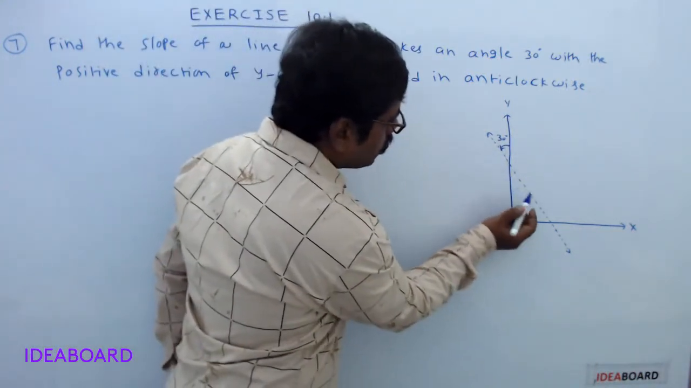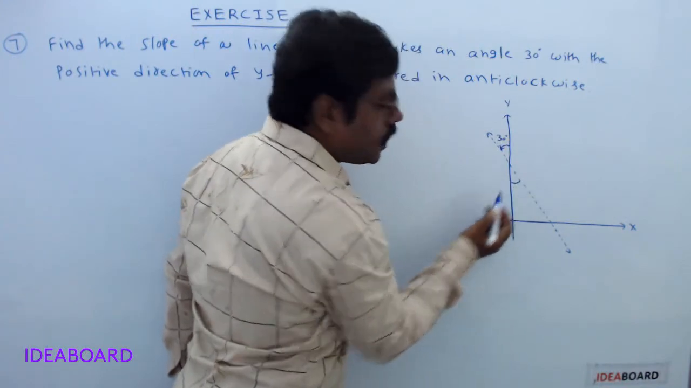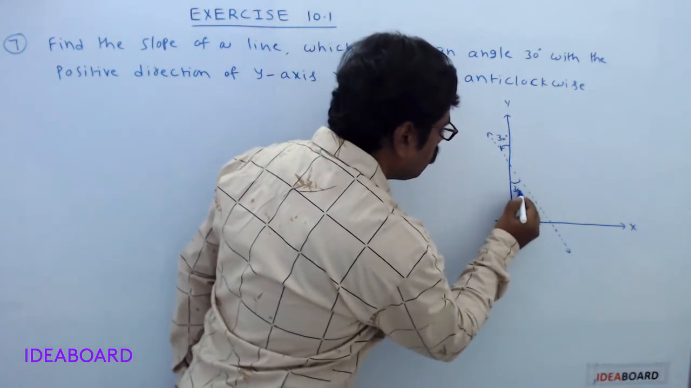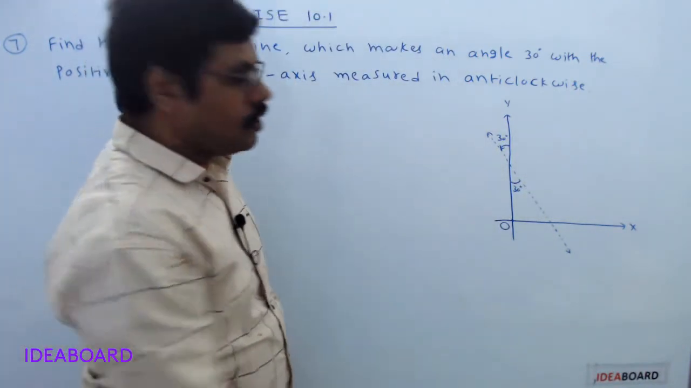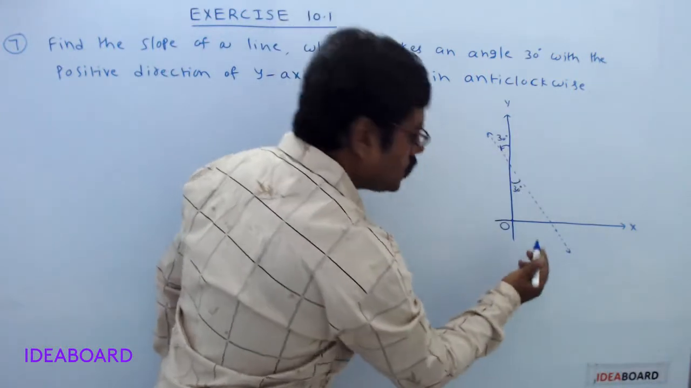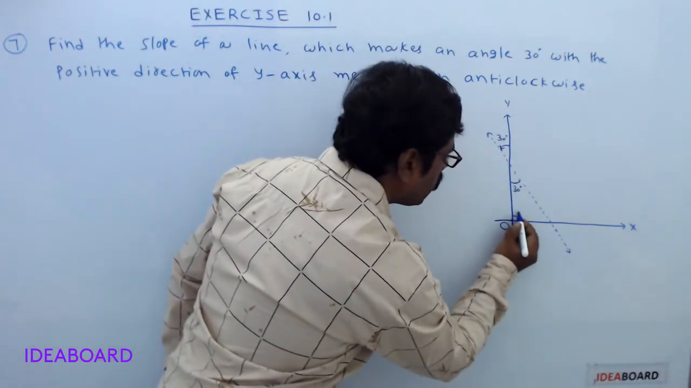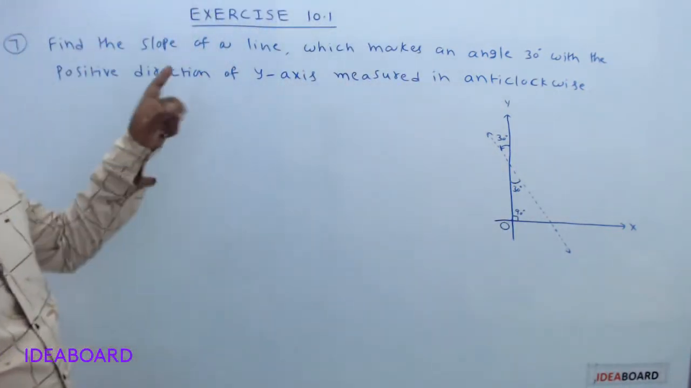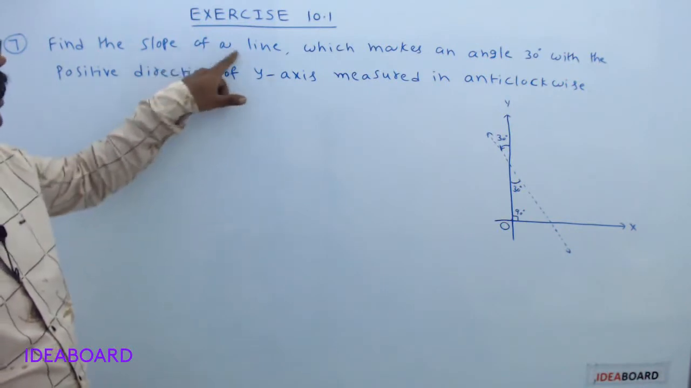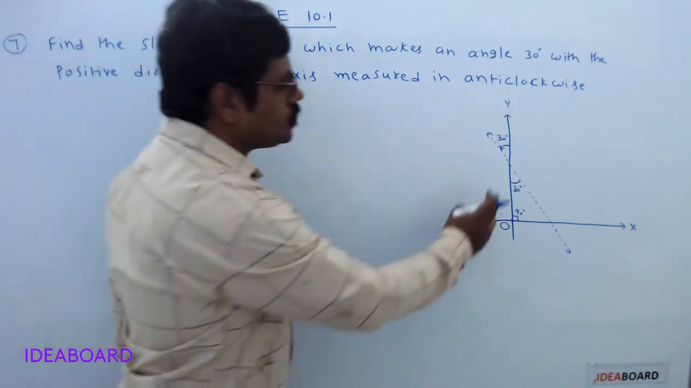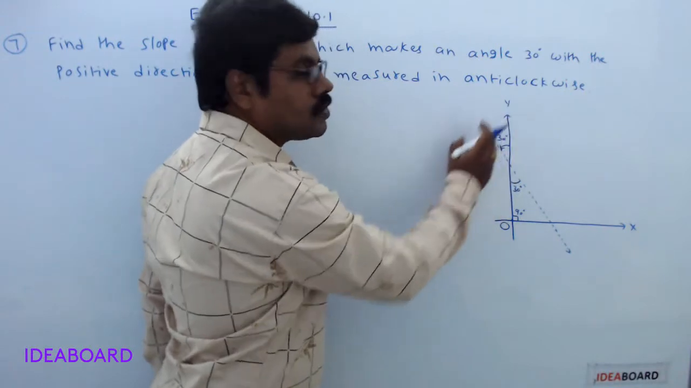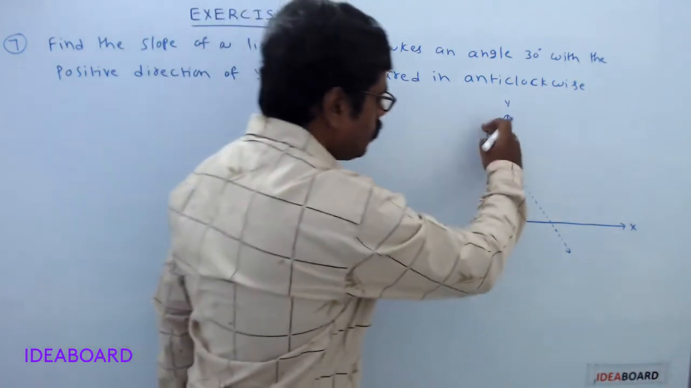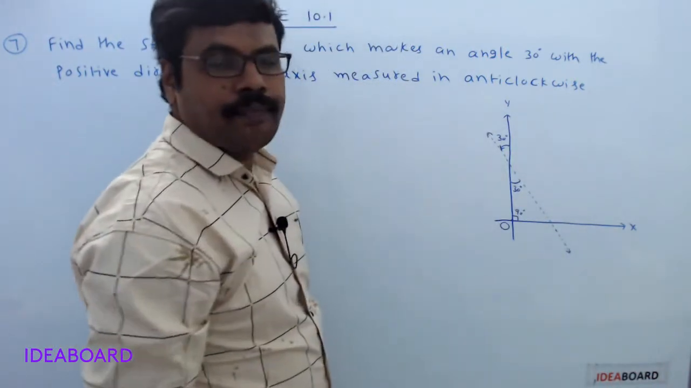Now this angle and this angle are vertically opposite angles. So if this angle is 30, this angle is also 30 degrees. Now it is x-axis, y-axis. Angle between x-axis and y-axis is 90 degrees. Now here what we need? Slope of a line. Find the slope of a line which makes an angle 30 degrees with the positive direction of y-axis and measured in a anti-clockwise direction. So slope of this line will be required.